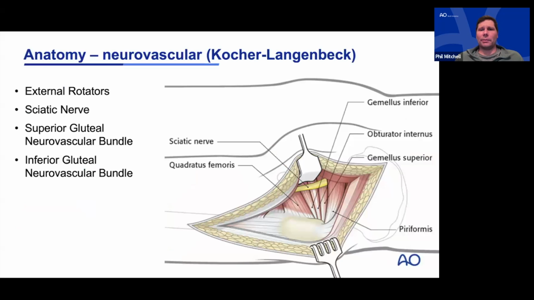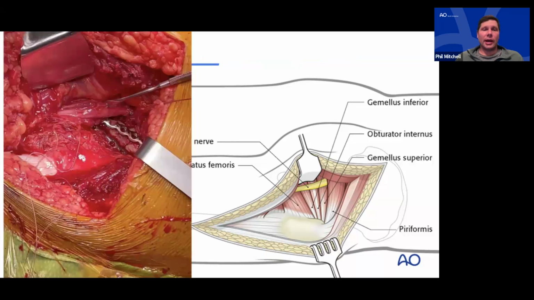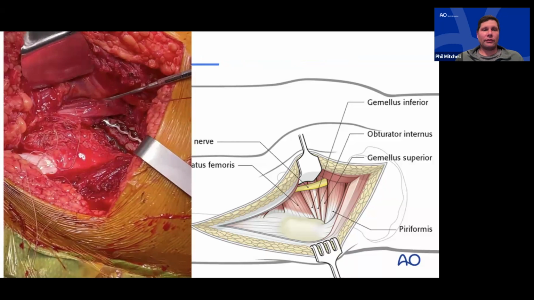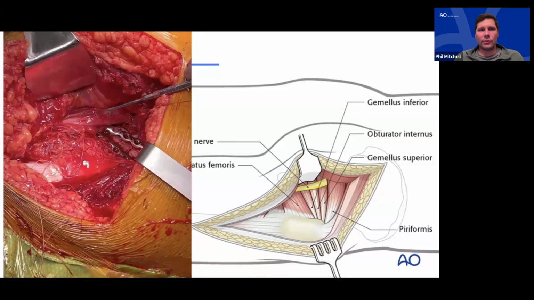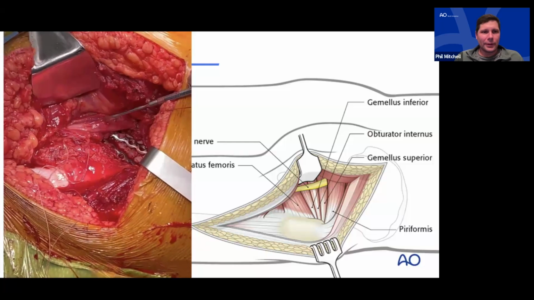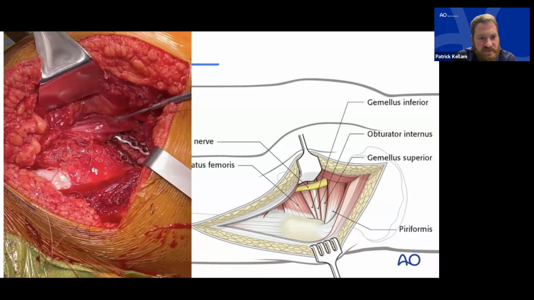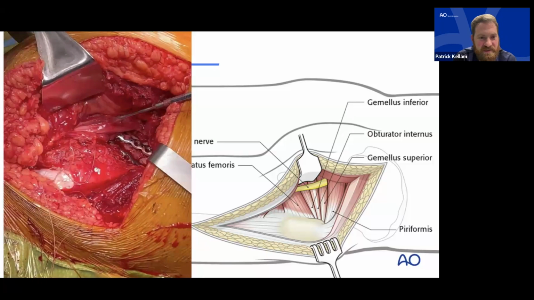So the Kocher-Langenbeck approach, here's some of the anatomy. Again, there are great resources. AO is an amazing surgical reference for these with great pictograms and has pictures like this showing that. I've got to show this video from Patrick. Patrick, what is happening here? Yeah, this is a video of a large artery that's on top of the sciatic nerve.